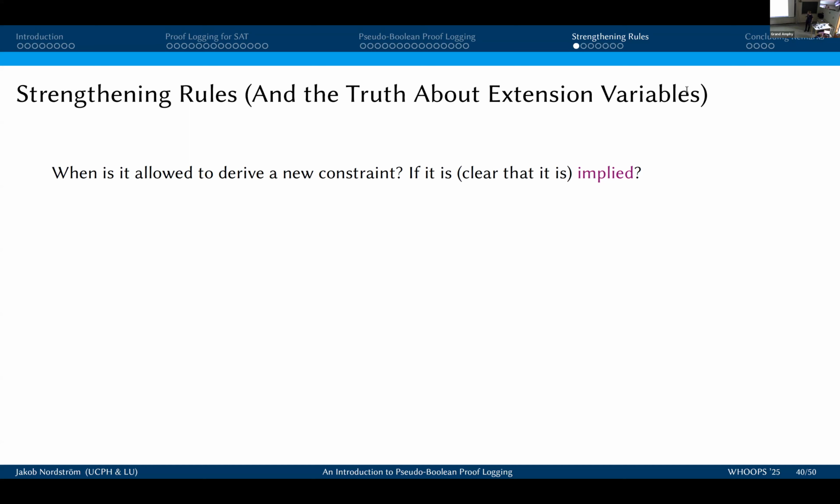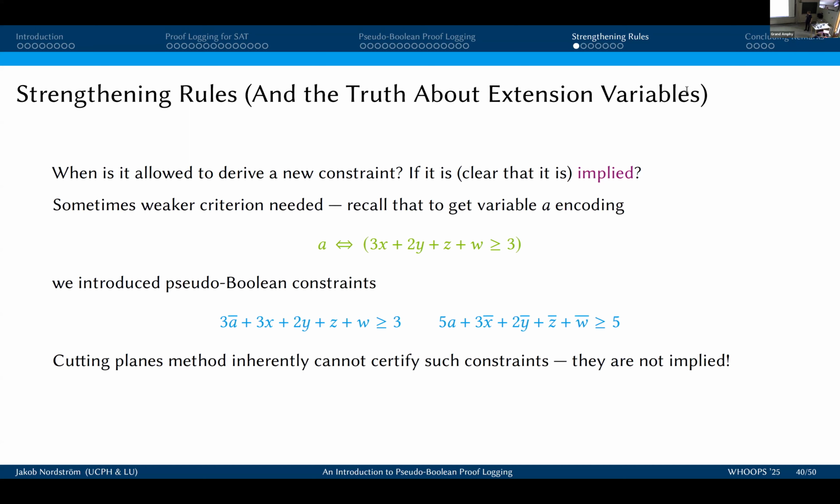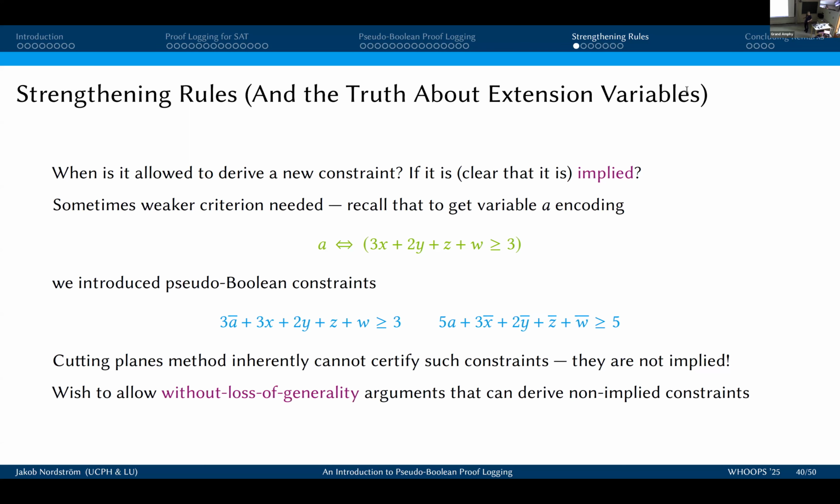So let me just tell you briefly about strengthening rules. Clearly, one thing that we can do with the rules derived so far is derive implied constraints. But if I want to derive that a fresh variable A is equivalent to this constraint, I can't do it with an implicational rule. There's nothing that implies that A should take the same Boolean value as this inequality. All the cutting planes rules that you saw just derive things that are implied, but these constraints are not implied.